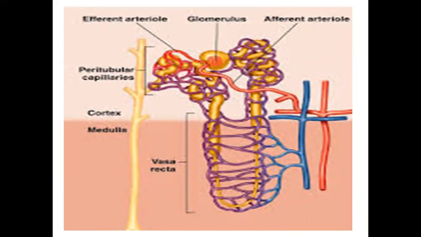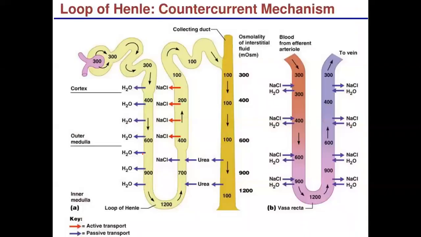Vasa recta and Henle's loop form the countercurrent mechanism along with the collecting duct. So there are three things: one is Henle's loop, second is vasa recta, and third is collecting duct. So these three are components of the countercurrent mechanism. Now let us study this. First question: what is countercurrent mechanism?